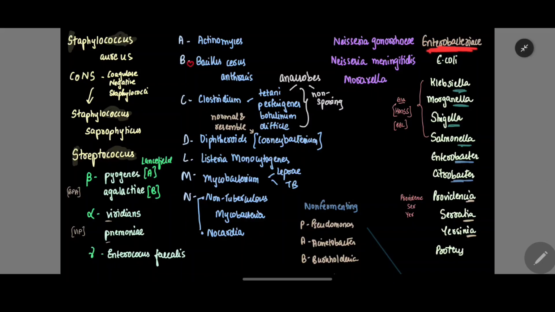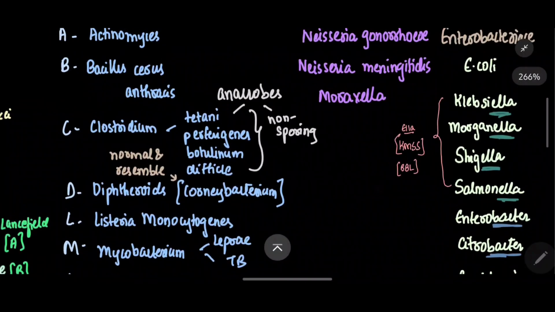So Enterobacteriaceae meaning they affect your enteric system. So E for entero, E for E. coli, and then there's Proteus. And the rest of these end in either Ella or Bacter. So let us look at the ones that end in Ella.